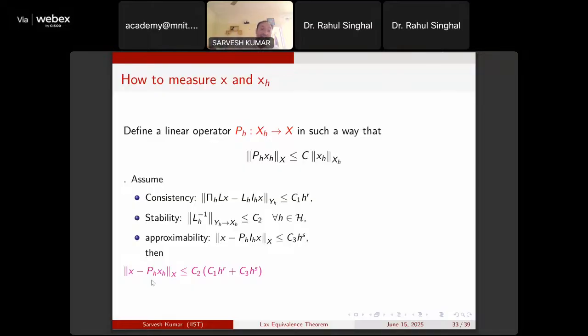So now this is also in X, that's the idea. We don't want to do anything with XH now. We want to work in the space that the Banach space X is given to me. So now I can actually measure X minus PHXH in X itself, not in XH. And if you have this, you get the same order here, H to the R. So if S and R are the same, then the convergence rate is R. Otherwise you have to take the minimum of these two, whichever is minimum, that will happen.